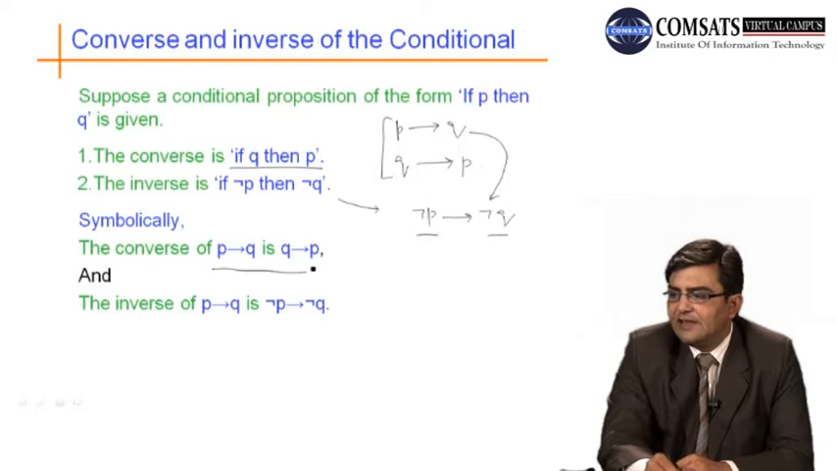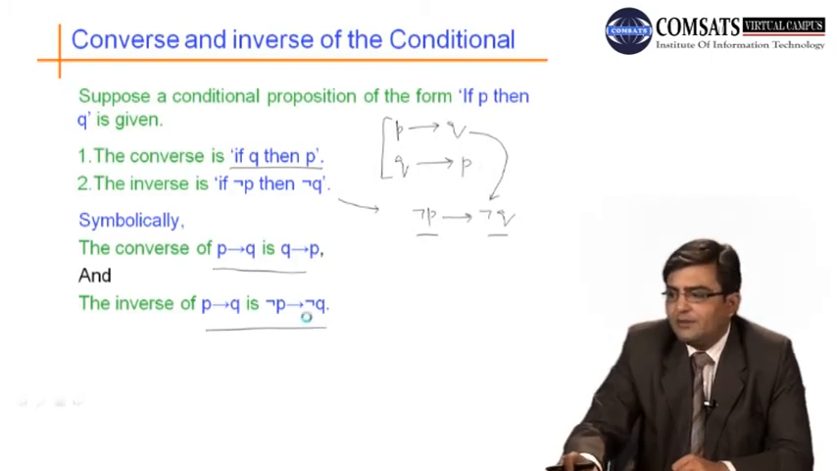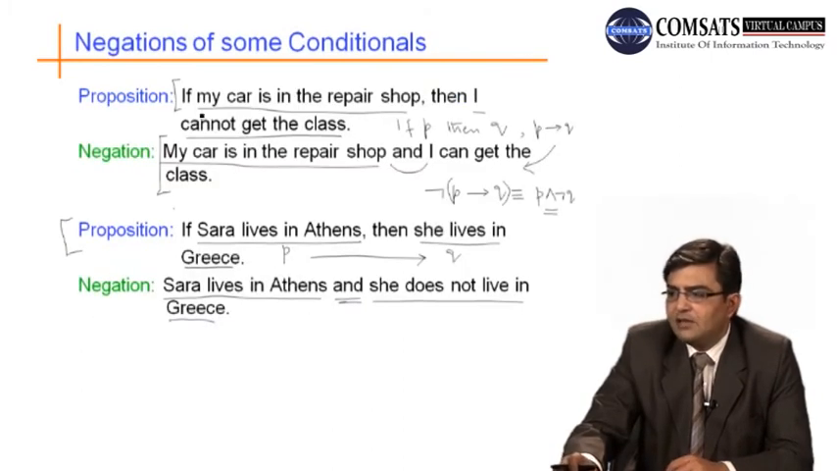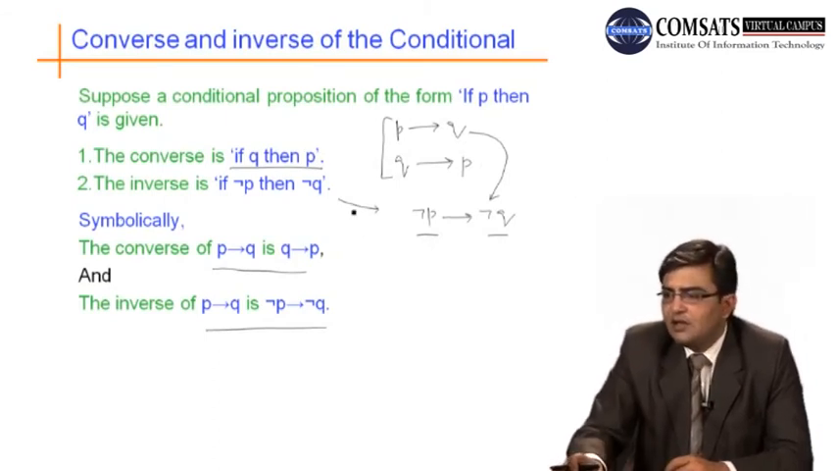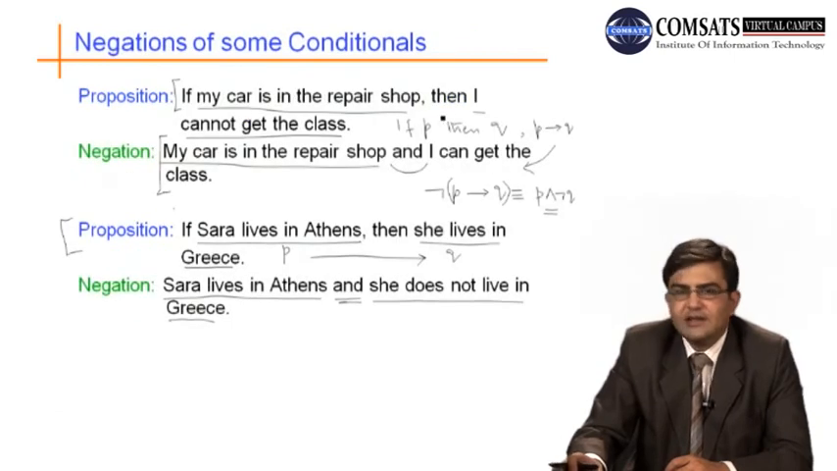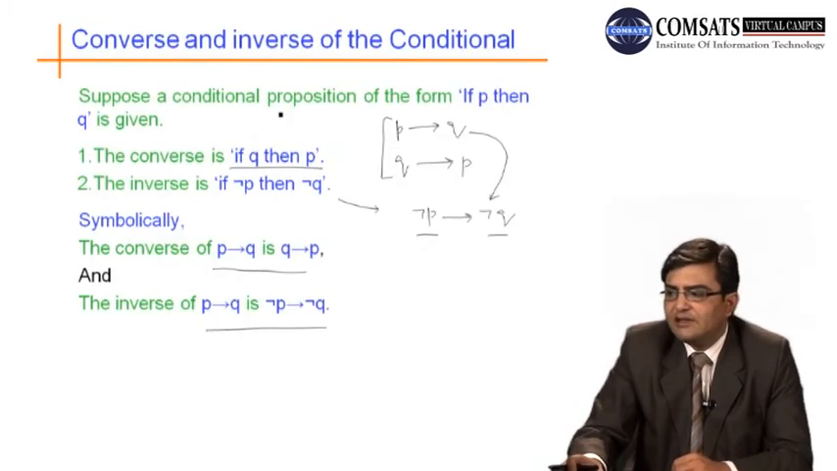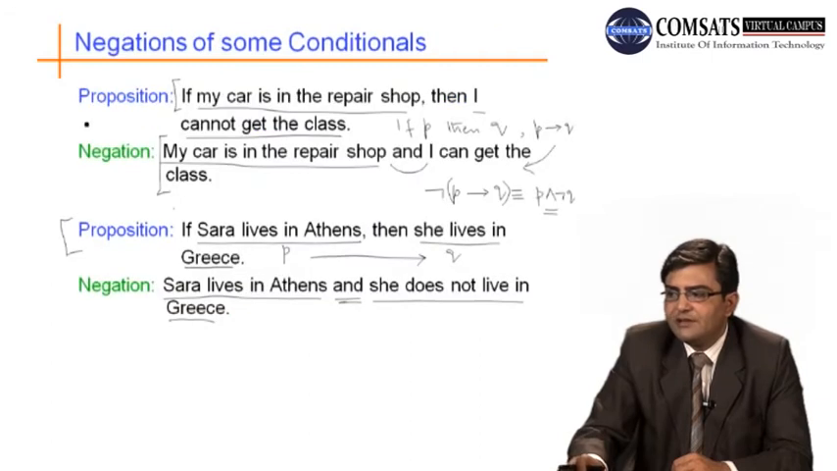Symbolically we can write it as I have written here. The inverse can be written as not P implies Q. So we can take the same example. For example, here as we have written, if my car is in repair shop, then I cannot get the class. If we want to write its converse, how do we write it? If I cannot get the class, then my car is in repair shop. So this will be the converse of the given statement, this proposition.